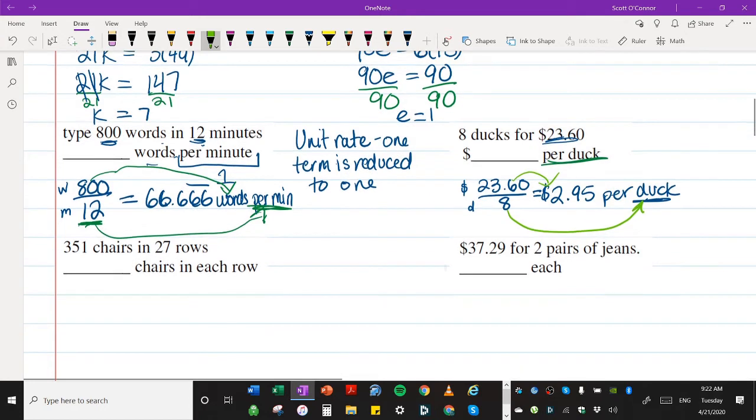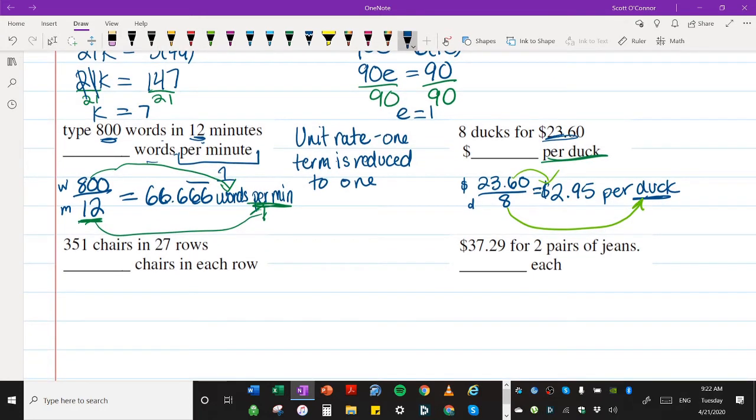Okay. Two more like this. If you understand this, feel free to skip ahead in the video a little bit. If not, then make sure you follow along with these examples. So it says here 351 chairs and 27 rows. How many chairs in each row? Each row means row is being reduced to 1, which means I must divide by the number of rows. So I get 351 divided by 27. And when I do that, I get 13 chairs in each row.